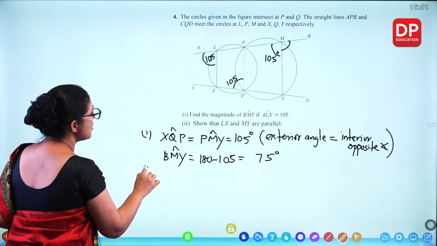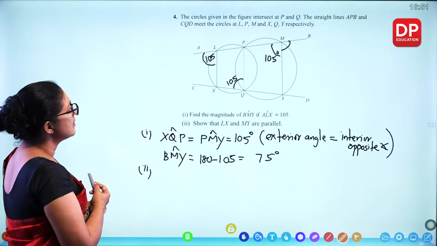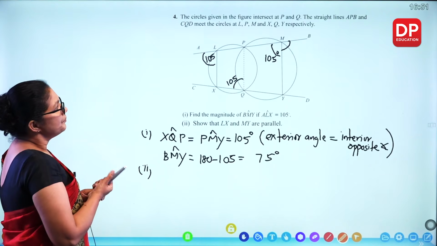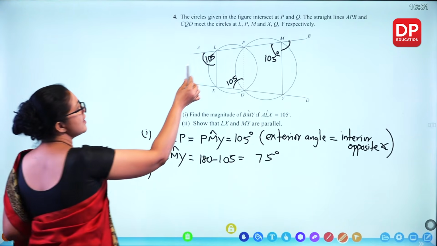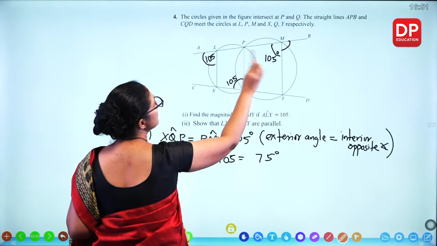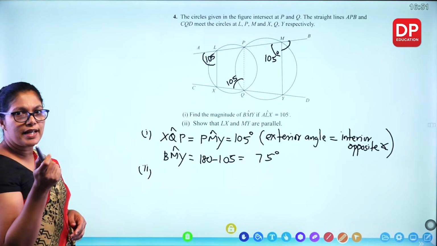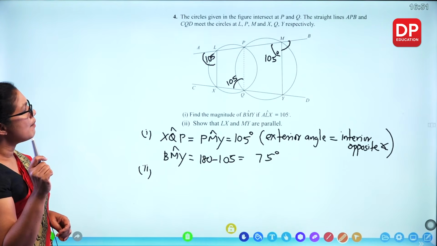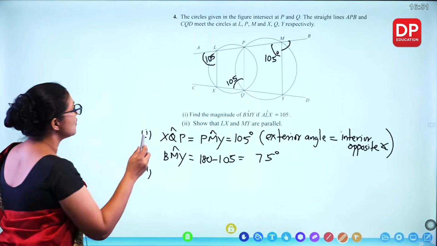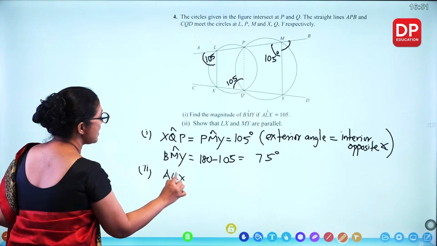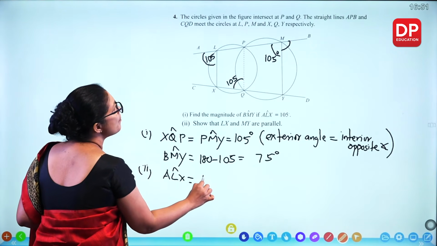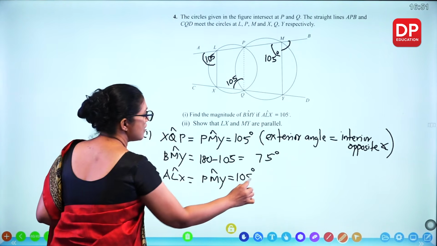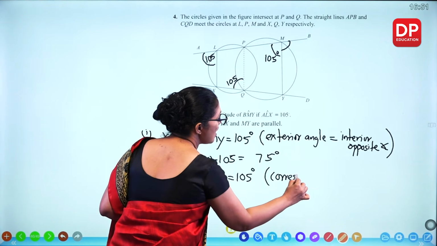Then the next part, show that LX and MY are parallel. We can see that straight away. This angle is the same as this angle. Those are corresponding angles. Corresponding angles are equal means LX and MY both are parallel. So we can say ALX angle is equal to PMY angle, that's 105. Corresponding angles are equal.